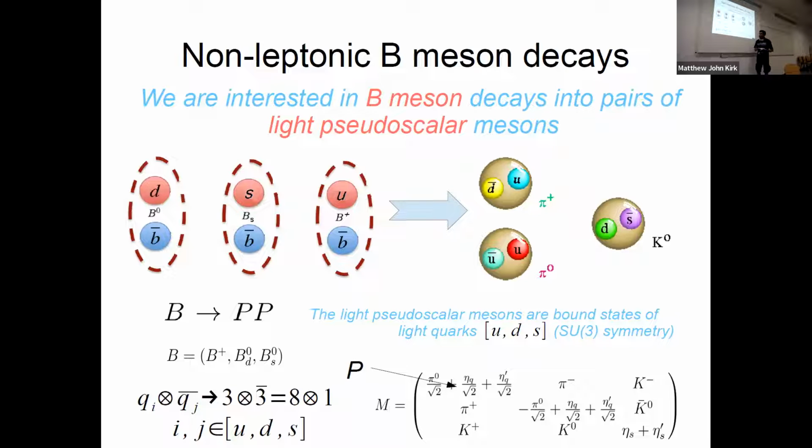So I'm going to consider only cases where the B meson goes into two light pseudoscalar mesons. Those pseudoscalars are precisely the ones shown in this matrix. So for example, you can have B plus going to pi naught, pi plus, or B plus going to pi naught, K plus, or B naught going to K plus, K minus. Okay, so then we're going to deal with a B meson in the initial state and two pseudoscalar mesons in the final state.